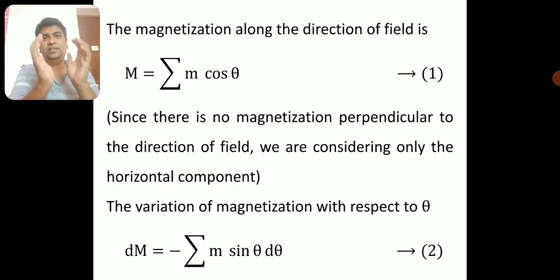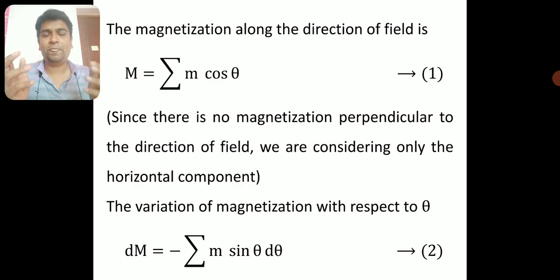That is for an individual dipole, but the material is made up of a large number of dipoles. We take the summation, sigma, over all these dipoles to get the total magnetization of this ferromagnetic material. And we don't find any component in the perpendicular direction, since there is no magnetization perpendicular to the direction of the field. So we are considering only the horizontal component.